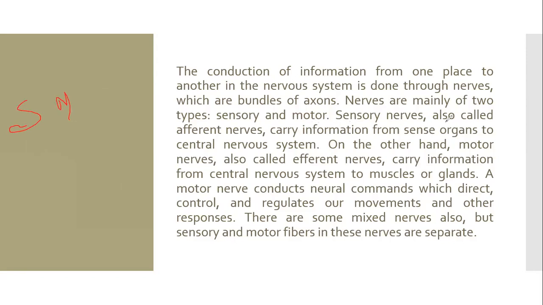Sensory nerves, also called afferent nerves, carry information from sense organs to the central nervous system. On the other hand, motor nerves, also called efferent nerves, carry information from the central nervous system to muscles or glands. A motor nerve conducts neural commands which direct, control or regulate our movements and other responses. There are some mixed nerves also, but sensory and motor fibers in these nerves are separate.